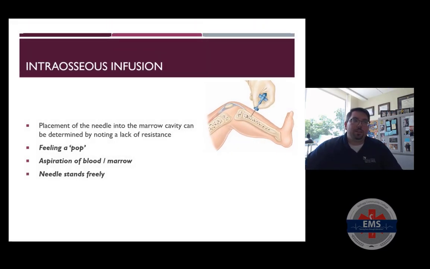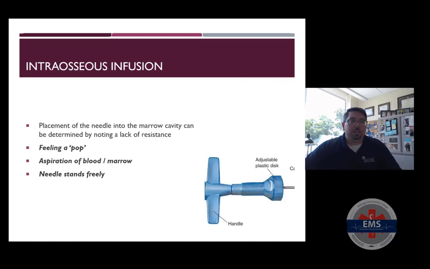When we do the placement of the needle into the marrow cavity, it can be determined by the lack of resistance or a popping type feel that you may find. And then upon aspiration, you may see blood or bone marrow, and the needle should, for the most part, stand freely.